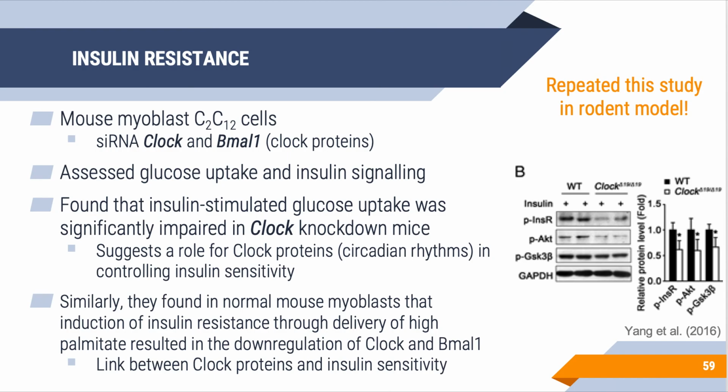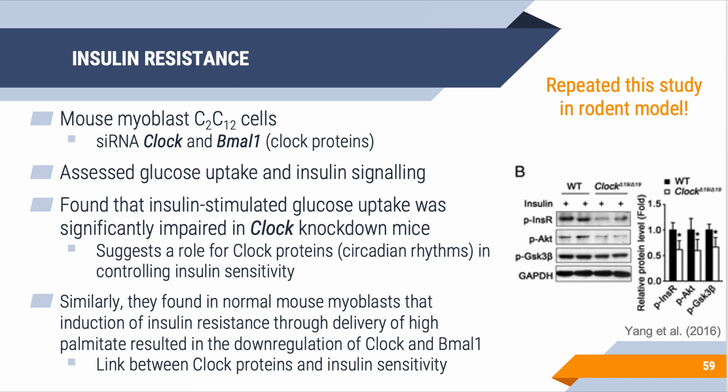So if we look at the figure on the right here, we see insulin-stimulated glucose uptake, so phosphorylation of the insulin receptor, phosphorylation of AKT, these are classic markers of insulin-stimulated glucose uptake. We see they're dramatically reduced when we knock down clock proteins, meaning if they're reduced, we have insulin resistance or an inability to respond to insulin-stimulated glucose uptake.